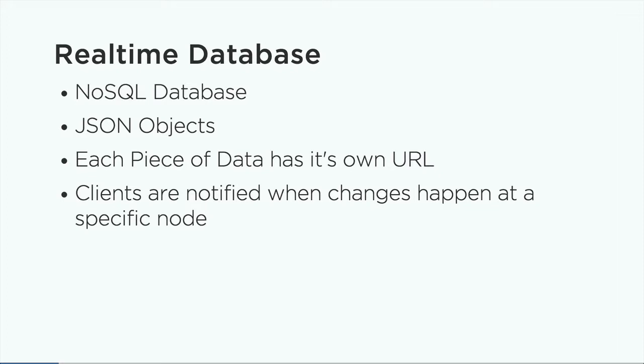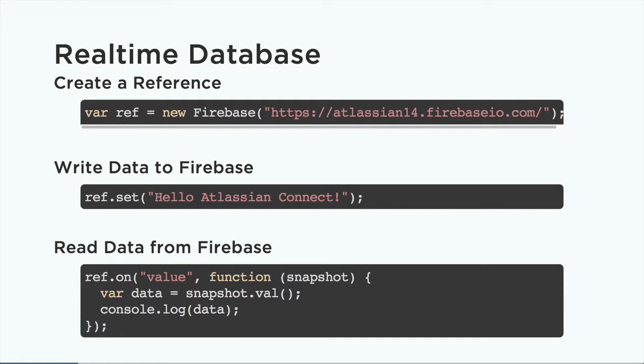So the cloud database itself, the real-time database, is a NoSQL database in the cloud. You store JSON objects and retrieve JSON objects. Each piece of data has its own unique URL. I'll show you that when we go through some samples. And then when you use our Firebase SDK, your client, your front-end application gets notified when data changes at a node that it's interested in knowing about. And then beyond that, we also have a RESTful web API where you can access the database in a traditional RESTful fashion.